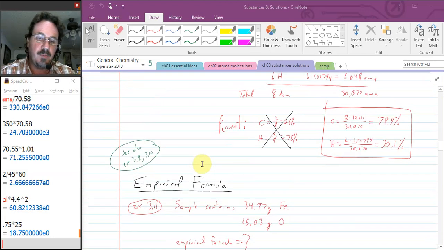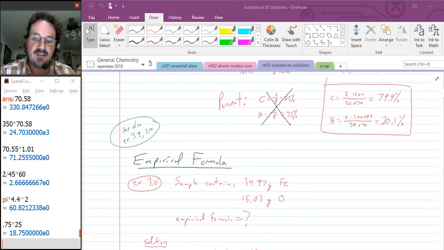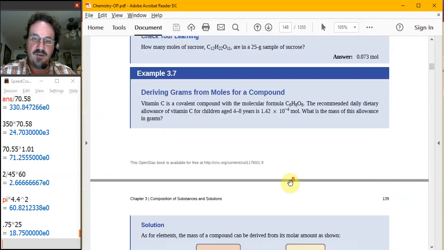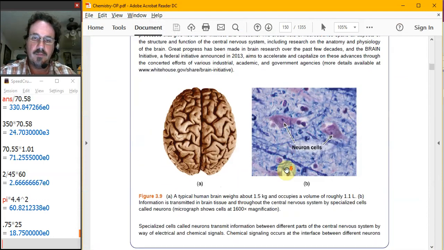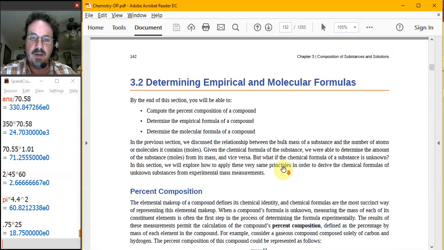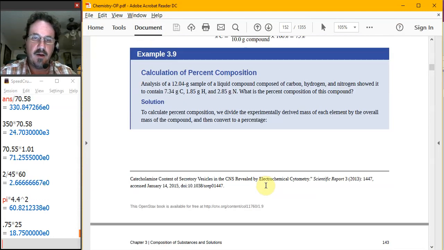All right, so percent composition is by mass. Let's take a look at these examples 3.9 and 3.10 for a little extra here. Going down here, 3.9 and 3.10. Okay. Analysis of a 12.04 gram sample of a liquid composed of hydrogen, carbon, and nitrogen showed it contains that many grams of carbon, that many grams of hydrogen, that many grams of nitrogen. What is the percent composition?